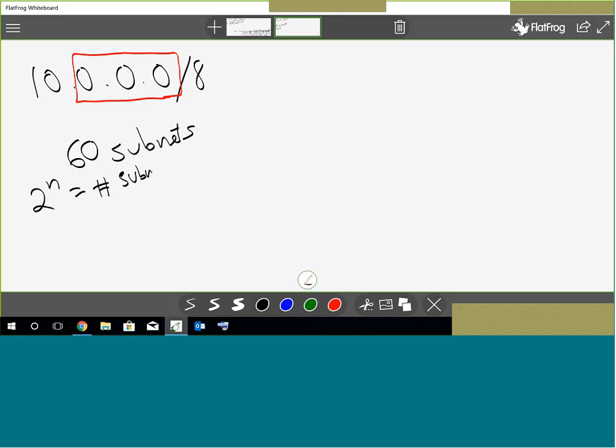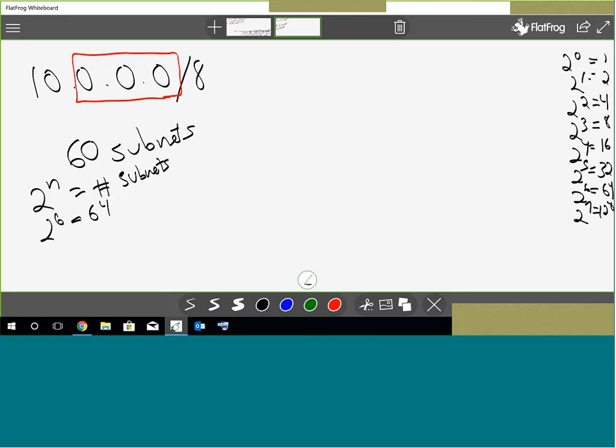Remember, what's 2 to the 0, 2 to the 1, 2 to the 2, 2 to the 3, 2 to the 4, 2 to the 5, 2 to the 6, 2 to the 7. So this is 1, 2, 4, 8, 16, 32, 64, and 128. So we're going to actually borrow 6 bits. 2 to the 6 equals 64.